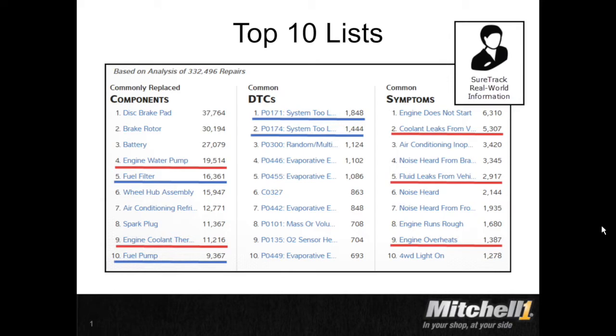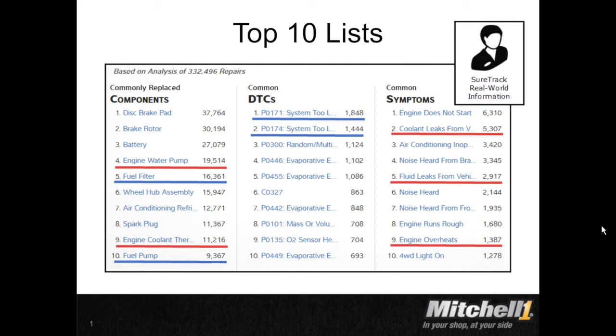So, just diving in here on various items, we can see that there's a number of related issues. I went through and underlined in red. If you look under the common related components, you see engine water pump, engine coolant thermostat, and under symptoms you see coolant leaks from vehicle, fluid leaks from vehicle, and engine overheat. So maybe you want to ask Mrs. Smith when she brings that vehicle in, hey, Mrs. Smith, do you notice that there's coolant leaking on your driveway for this vehicle?